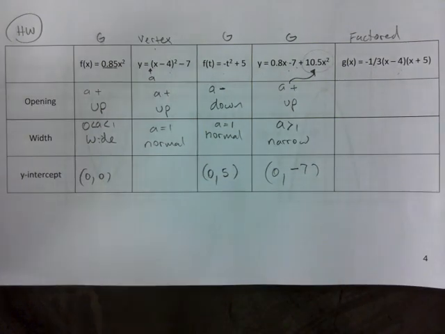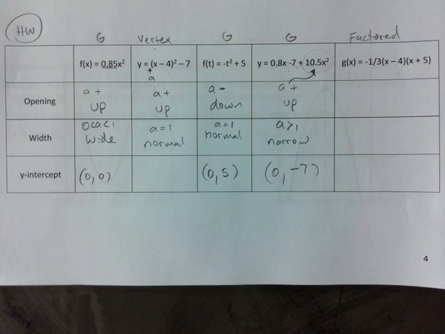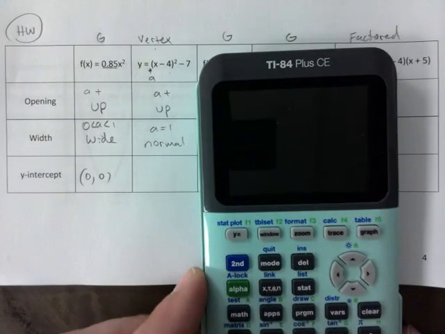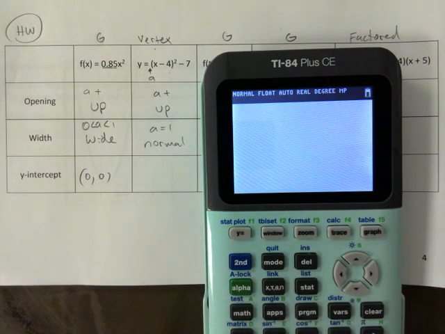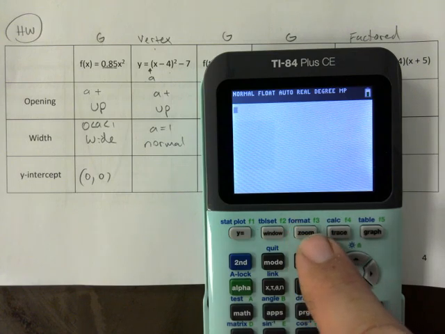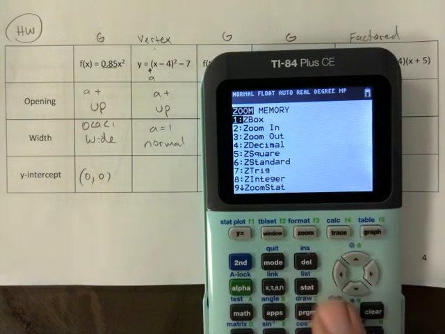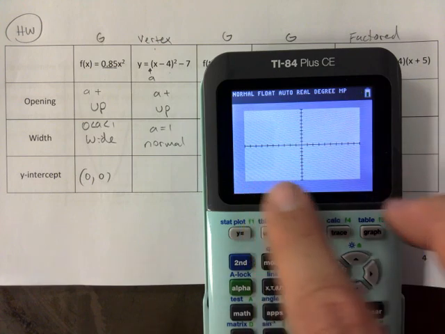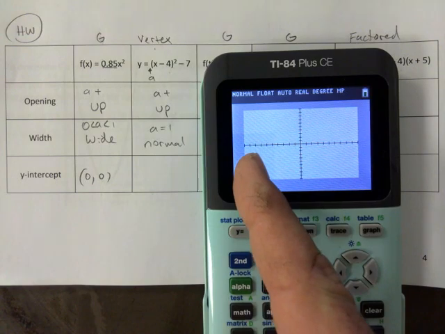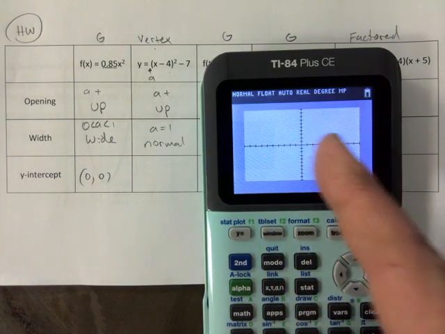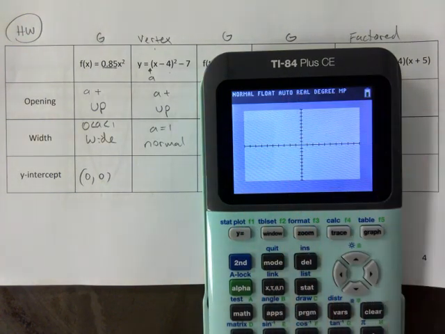Let's do that right now, though. Maybe you already figured it out. So I'm going to enter this into my calculator. I don't know if you played around with the settings. I'm going to go Zoom 6 for now. You remember what that does? Zoom 6 gives everybody a standard window of negative 10 to positive 10 for x, and negative 10 to positive 10 for y.